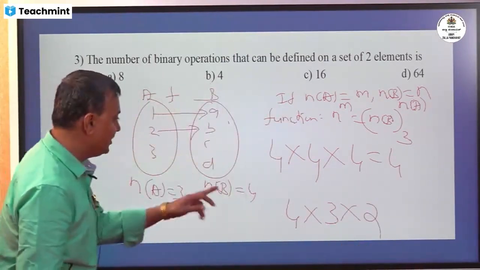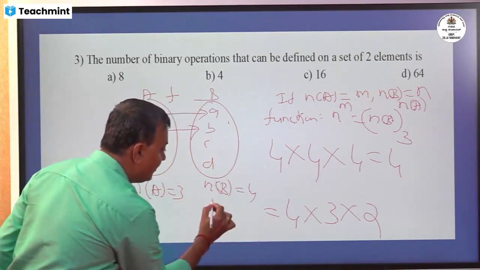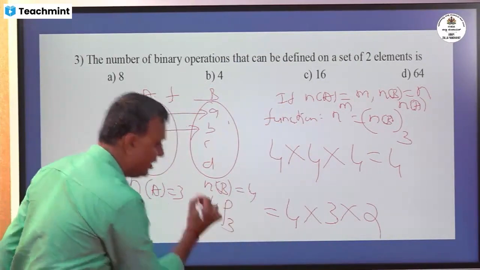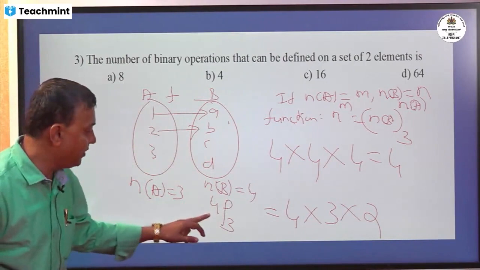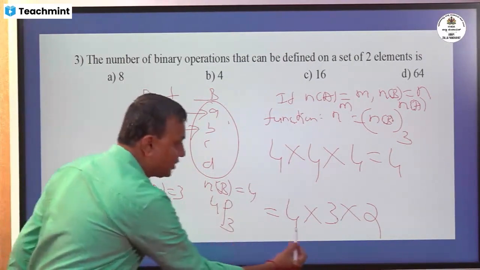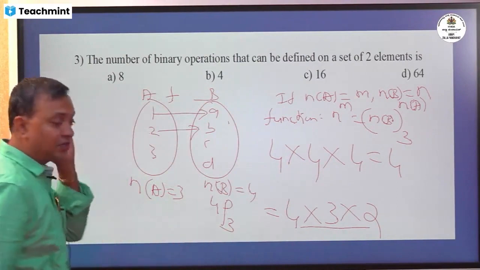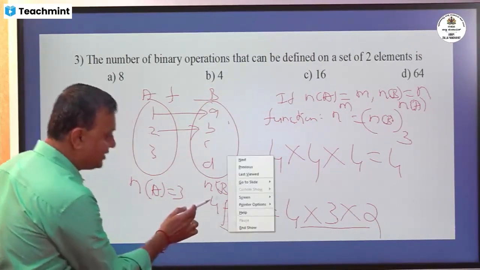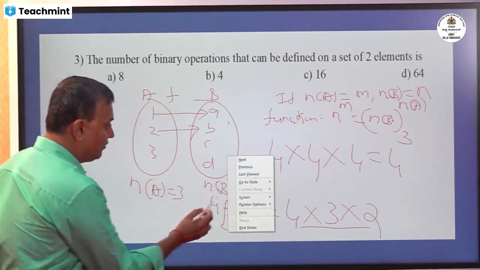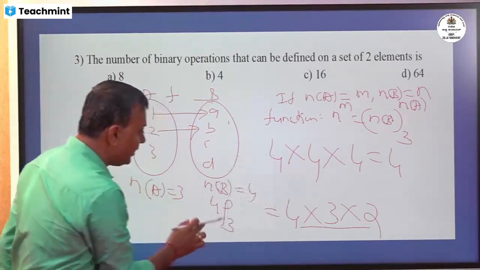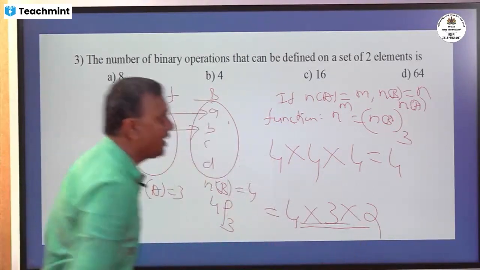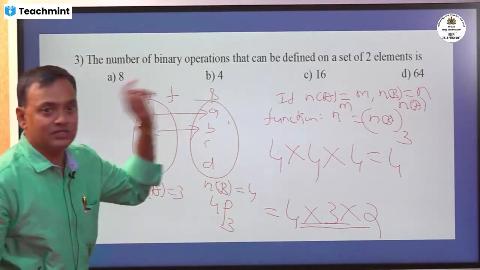So this is nothing but 4p3 permutation. What is 4p3? Product of 3 consecutive factors. Correct? Product of 3 consecutive factors begins with 4. So this is 4p3. ಹಾಗಾದ್ರೆ ಇಲ್ಲಿ ಇದು ಫಂಕ್ಷನ್ಸ್. ಕರೆಕ್ಟಾ?